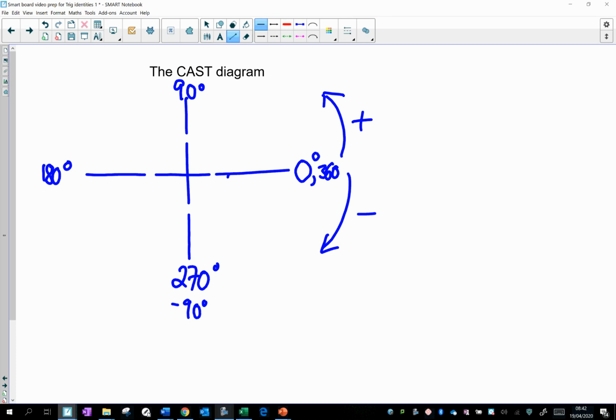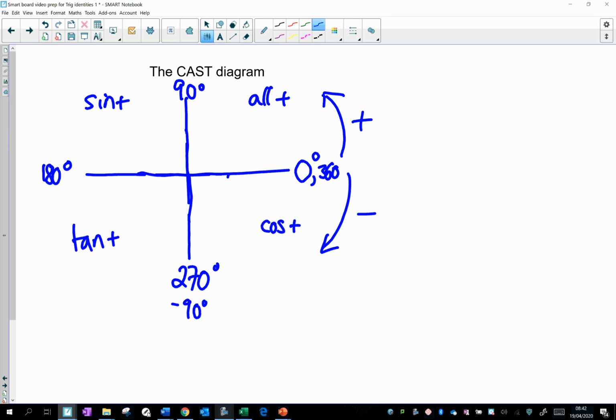Okay, let's just fill in those gaps. Remember what we said: between 0 and 90, all of them are positive, so sines, cosines, and tangents. Between 90 and 180, sine is positive, but the rest are negative. Between 180 and 270, all tangents are positive, the rest are negative. And here, cosine is positive, and the rest are negative.